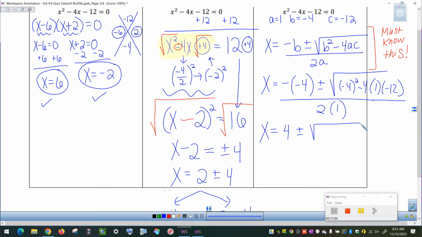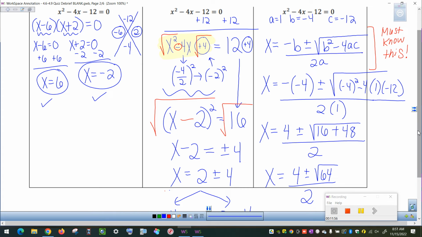Negative 4 squared is 16. It is not negative 16. Negative 4 multiplied by itself is going to equal a positive. So it's positive 16. Then we can do negative 4 times 1. That's negative 4. Multiply that by negative 12. A negative times a negative is a positive. And 4 times 12 is 48. All right, and then 16 plus 48 is 64.